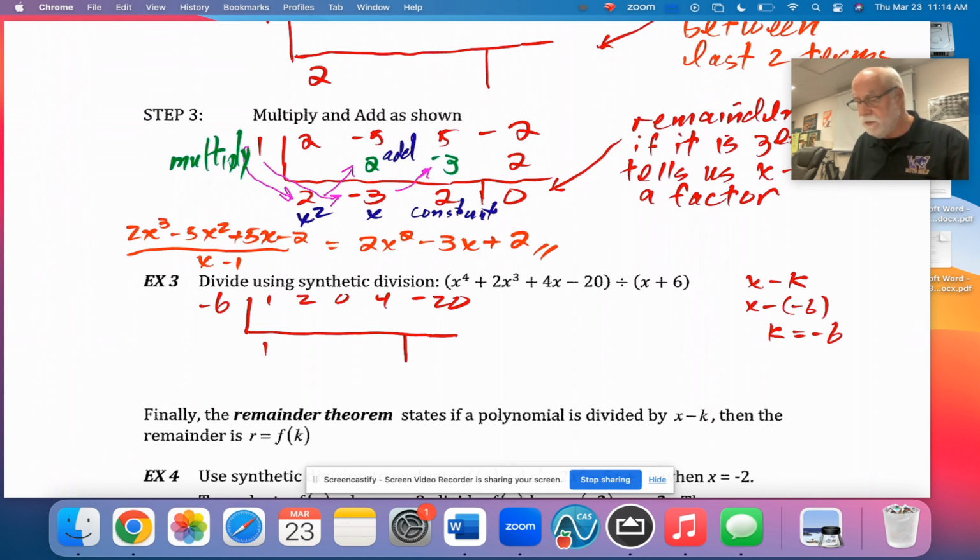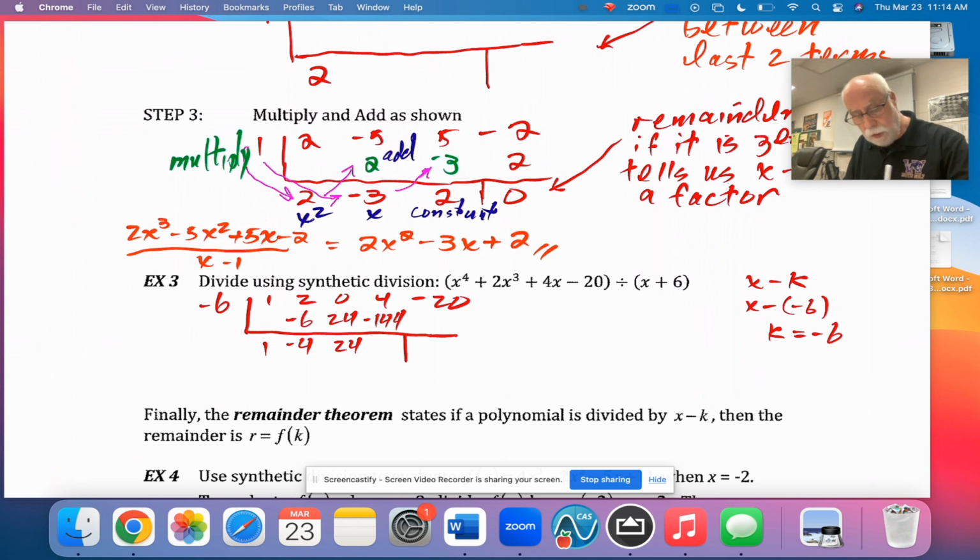And now we're going to just start multiplying and adding. So negative 6 times 1 is negative 6. We add those two, we get negative 4. We have negative 6 times a negative 4. That gives us a positive 24. 0 plus 24 is 24. We have negative 6 times 24. That would give us a negative 144.